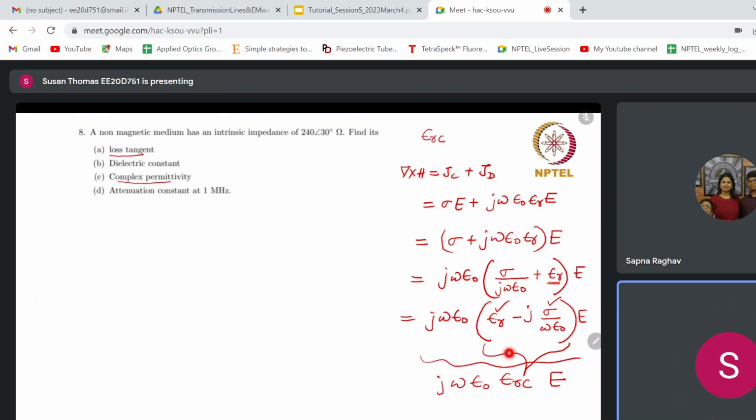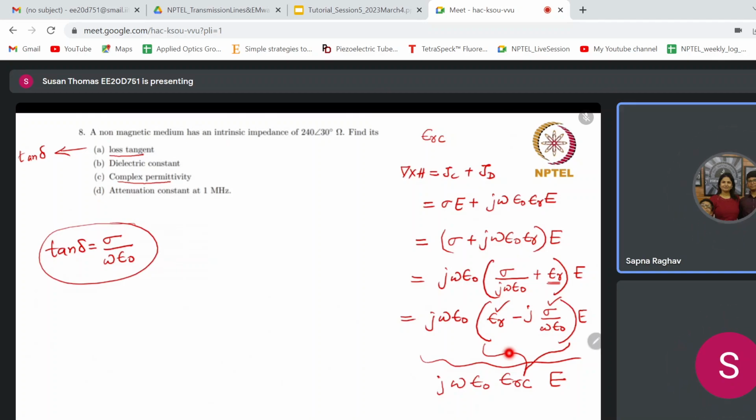Now that imaginary part is also called the loss tangent. The loss tangent is generally denoted as tan delta, and this tan delta is sigma by omega epsilon naught. So this is nothing but the imaginary part of the complex permittivity. This is just a brief of what happened during the video lectures by the professor, so you can go through the lectures in detail. I just wanted to take out this content.